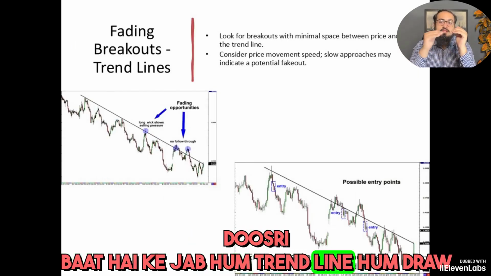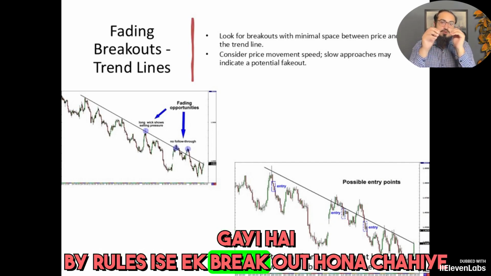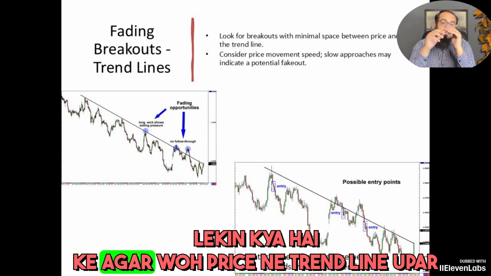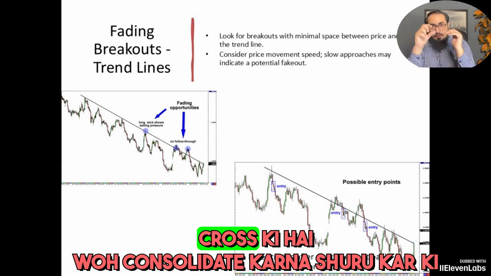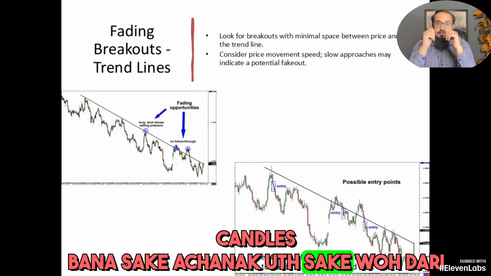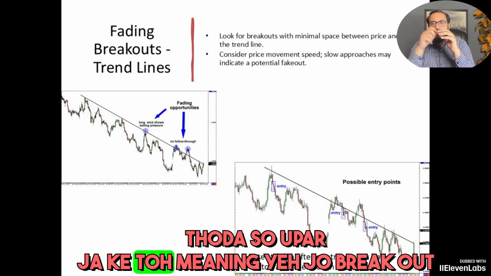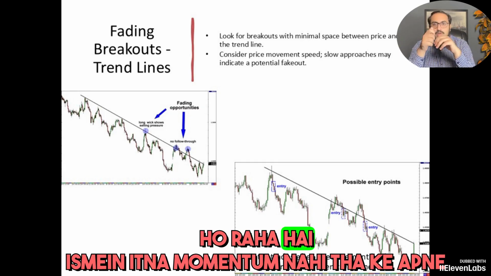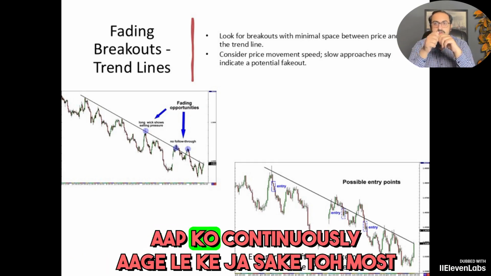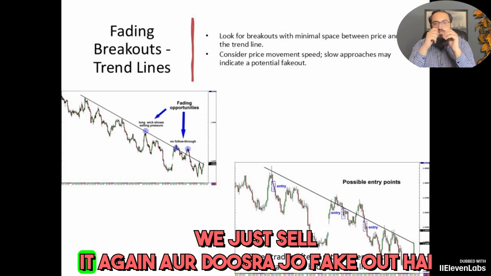Then the second thing is that when we draw a trend line, if the price has gone above the trend line, by the rules it should be a breakout. But what happens is that the price has crossed above the trend line and started to consolidate. There isn't enough momentum in it to form big candles. At the beginning, it means that the breakout doesn't have enough momentum to keep moving forward. So most probably this breakout will be a fake out. So we just sell it.